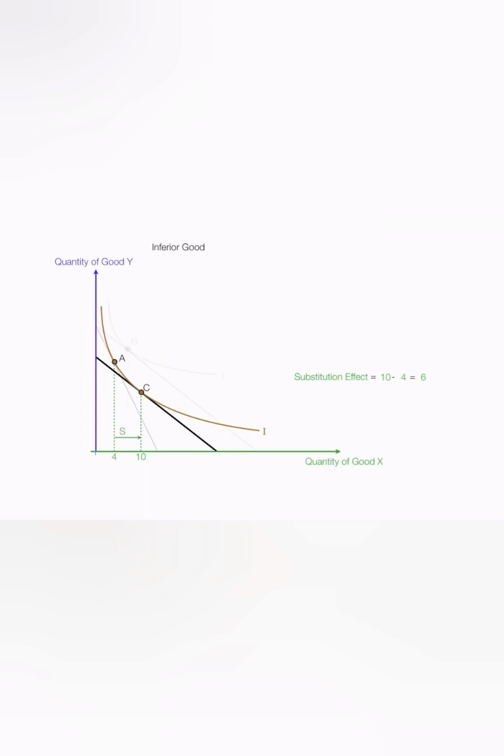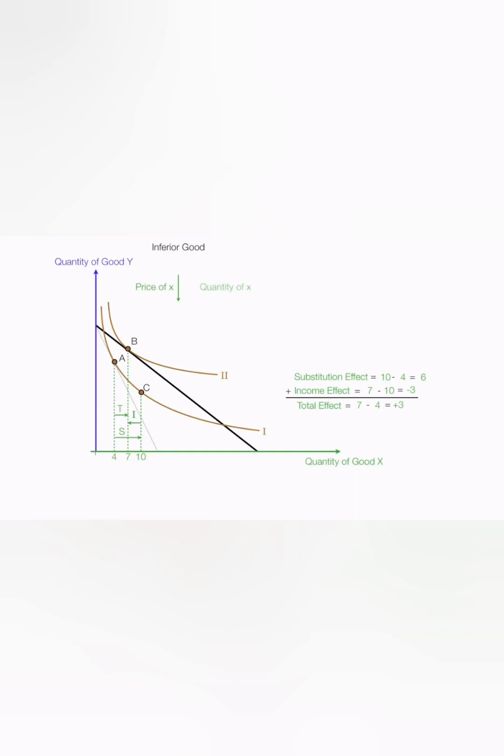I will put the budget line back where it belongs. The income effect is actually going the other way, and it's 7 minus 10, or negative 3. And I'll label that I, the income effect. The total effect is 7 minus 4, or plus 3.